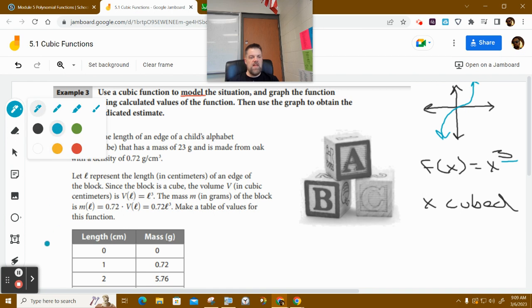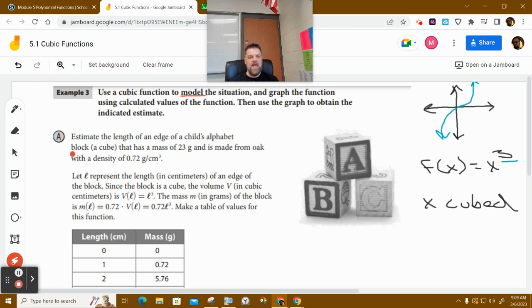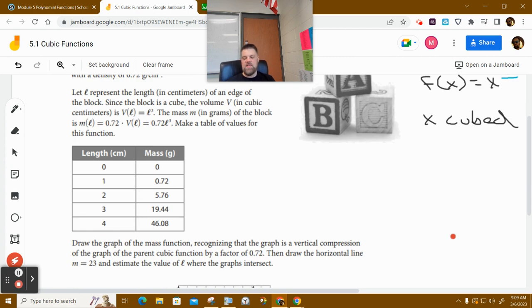So here it says to estimate the length of the edge of a child's alphabet block or a cube that has a mass of 23 grams and is made from oak with a density of 0.72 grams per centimeter cubed. Okay. And let me scroll up so you can write this table of values as I'm talking.